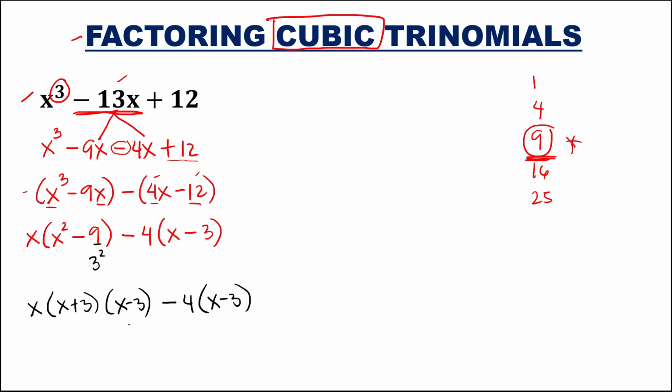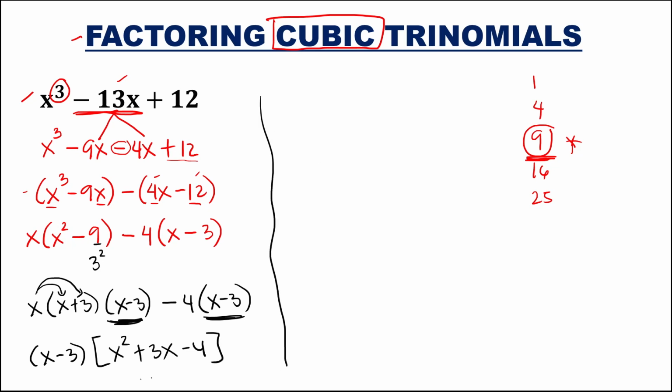Then observe in every term, there is a common factor. So we have this x minus 3 and x minus 3. So we need to put this x minus 3 outside. So we have x minus 3, then times. From this, you multiply. So this becomes x squared, and this becomes positive 3x. Then bring down this negative 4.